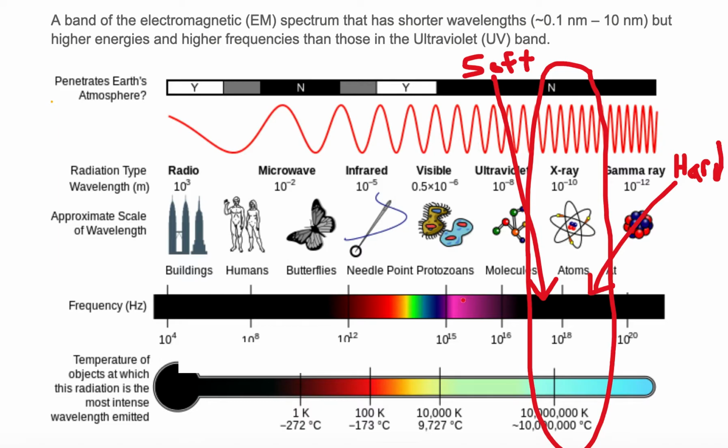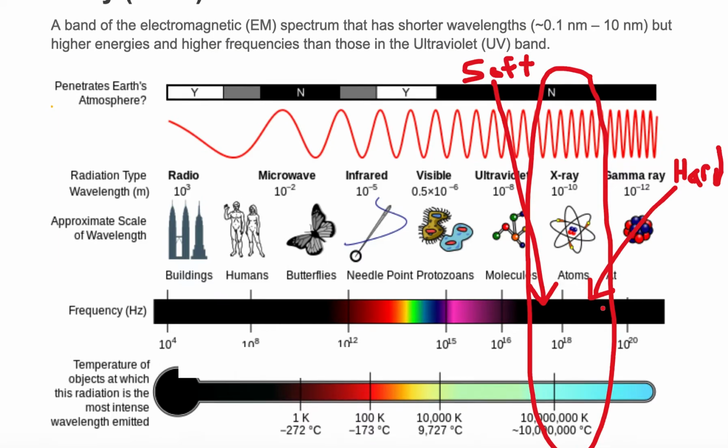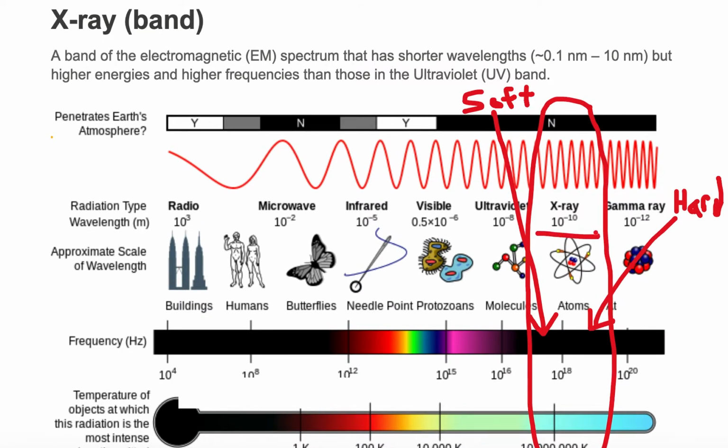Soft is on the side closest to visible, and these are softer X-rays, lower energy. And the ones that are furthest from visible are hard X-rays, or ones with higher energies. This is the entire X-ray band, but the ends are soft and hard X-rays. The X-ray band is that of the electromagnetic spectrum that has shorter wavelengths, higher energies, and higher frequencies than those in the radio, microwave, infrared, visible, and ultraviolet bands.